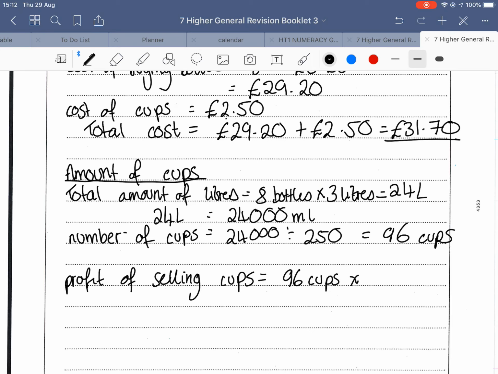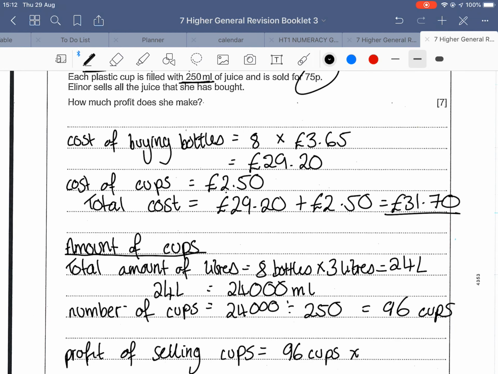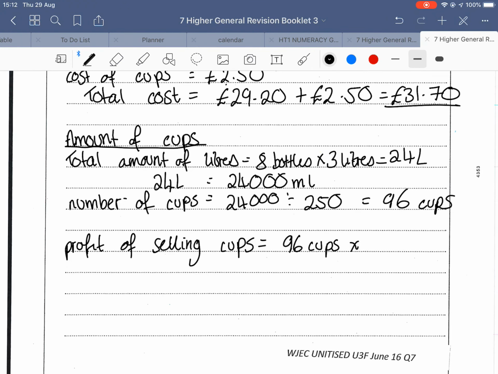We'll times. I'm not going to put 75p because I've used pounds everywhere else. So I'm going to convert that back into pounds. So I know 75p is 0.75 pounds. Because I've used pounds everywhere else, I'm going to keep to pounds. You don't have to. You could put 75p. Just your answer is going to be in pence. So don't forget to turn that back into pounds, because you're working with pounds up with 31.70. So that's £72. So I just do 96 times 0.75.